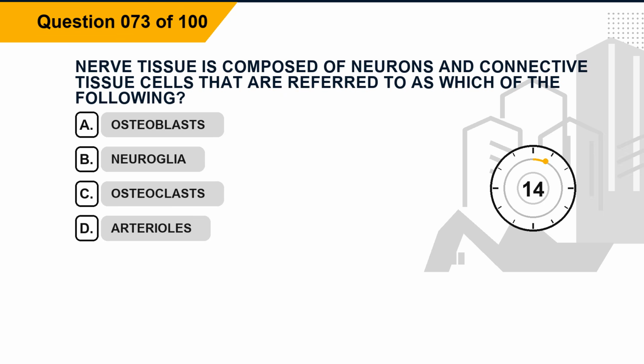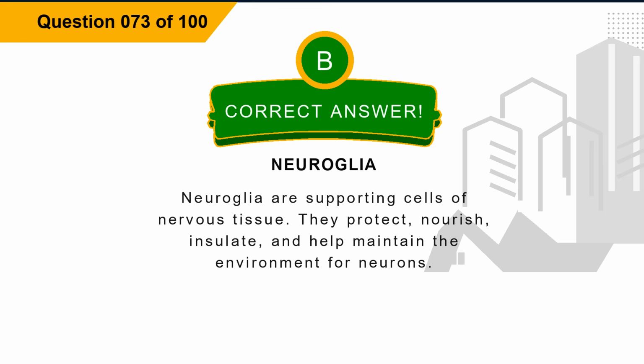Question 73. Nerve tissue is composed of neurons and connective tissue cells that are referred to as which of the following? Option A, osteoblasts. Option B, neuroglia. Option C, osteoclasts. Option D, arterioles. The correct answer is option B, neuroglia. Explanation. Neuroglia are supporting cells of nervous tissue. They protect, nourish, insulate, and help maintain the environment for neurons.